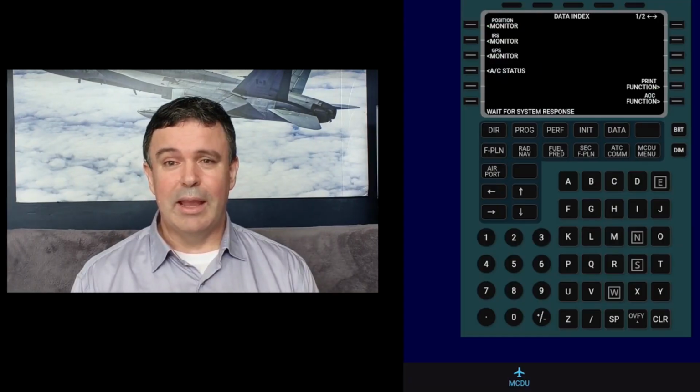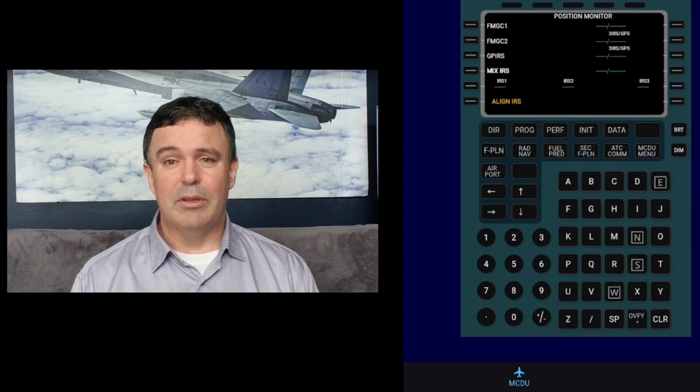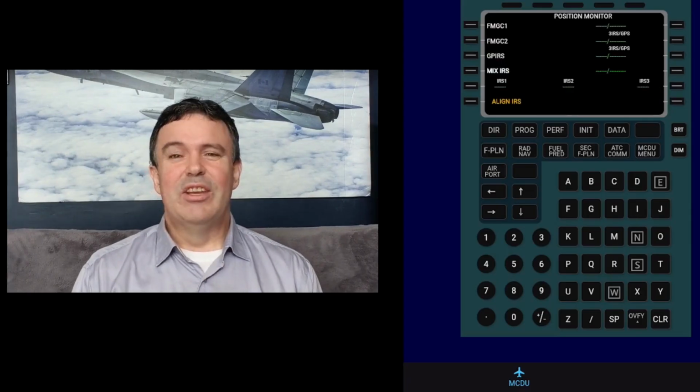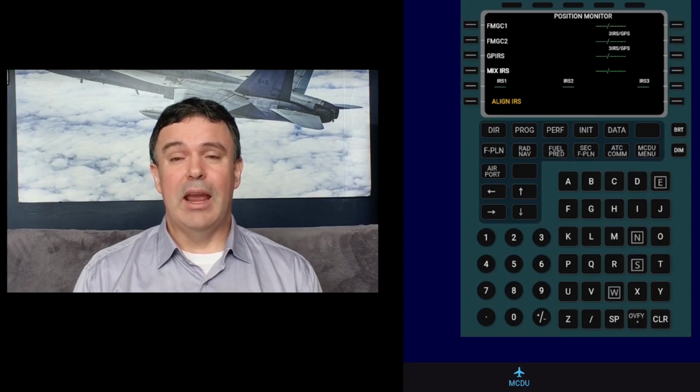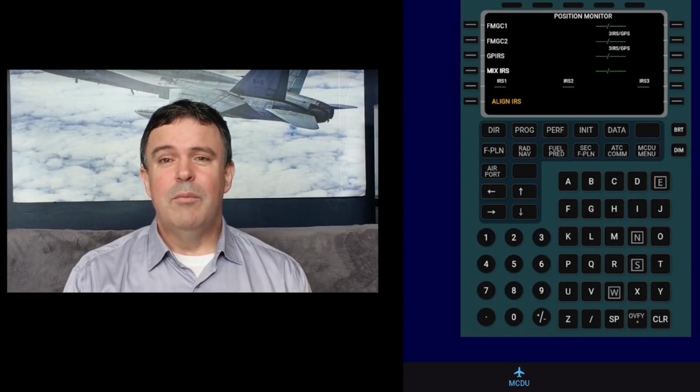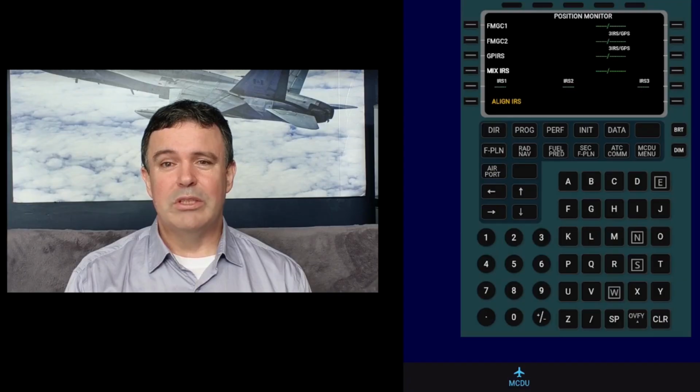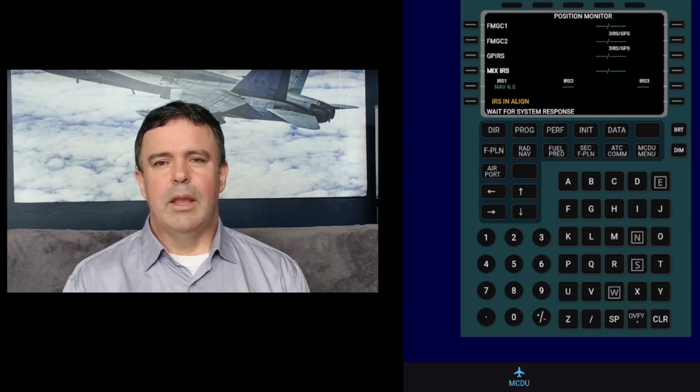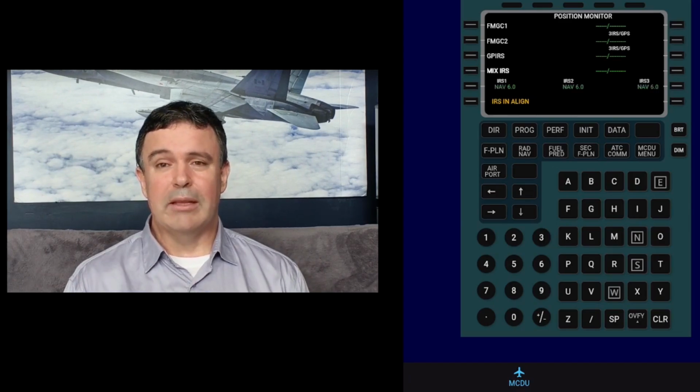We'll go back to the Data Index menu and select Position Monitor. You can see all the fields are blanked, and there's the amber prompt telling us to align the ADIRS. This is done by going to the three IRS switches on the overhead panel and switching them from off to nav. It will take some time for those to become active, but you will see the three IRS labels on the position monitor screen change to numbers.